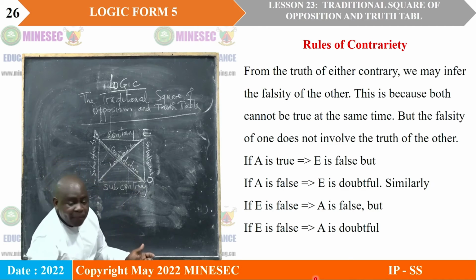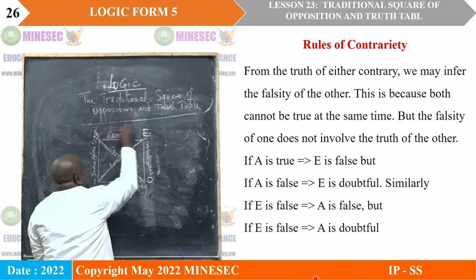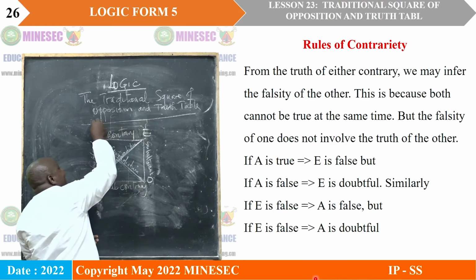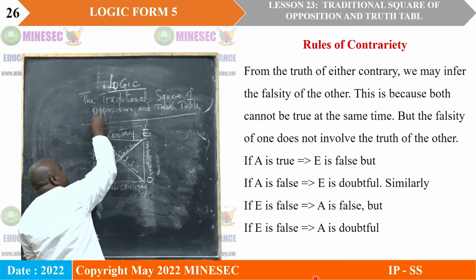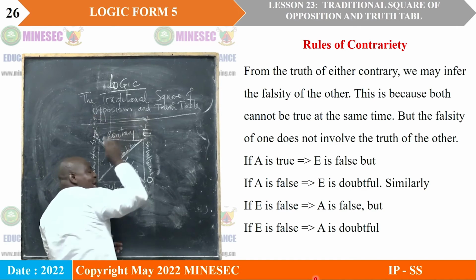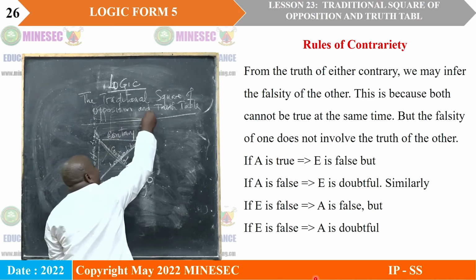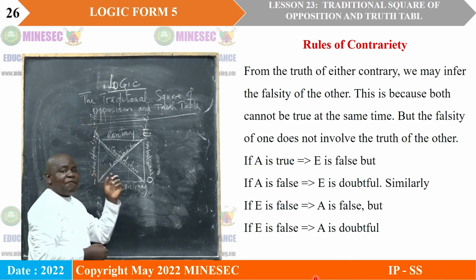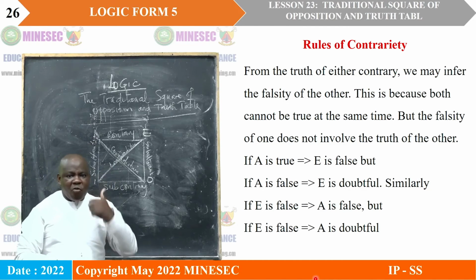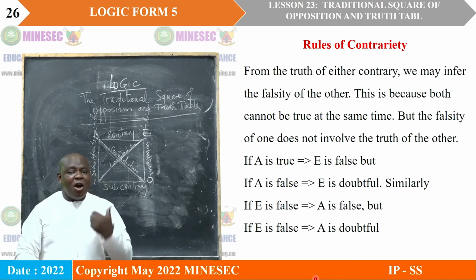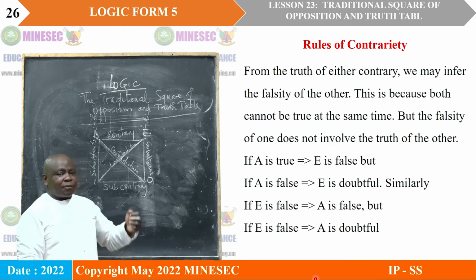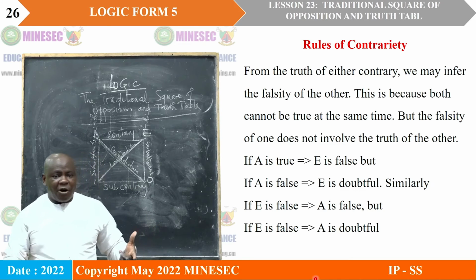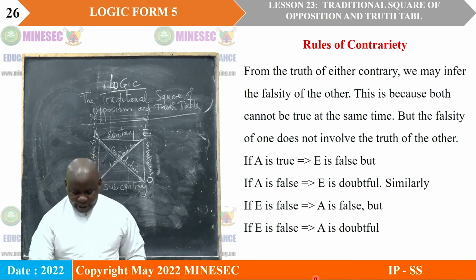Which means that if A is true, E is false. If E is true, A is false. But if A is false, E should be doubtful. If E is false, A should be doubtful. That's why we say, from the truth of either contrary, we may infer the falsity of the other. This is because of what? They can both be false, but cannot both be true at the same time.